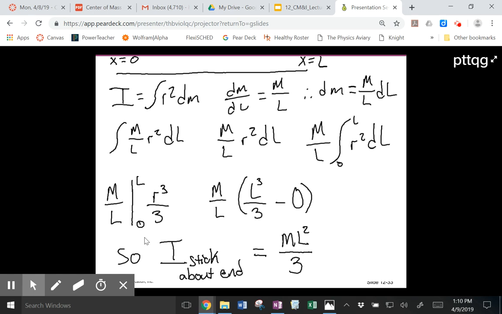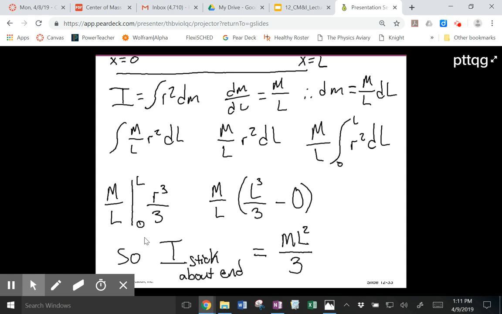And where this is slightly different from yesterday is now I have r squared in here. So when I go to take the integral of r squared, I'm going to do the same thing. I'm going to add 1 to the exponent. So 2 plus 1 becomes 3, and then I divide by 3. So I get r cubed over 3, and I'm going to evaluate that from 0 to L. So I put in L for r, and I get L cubed over 3. And I put in 0 for r, and I get 0 cubed over 3.